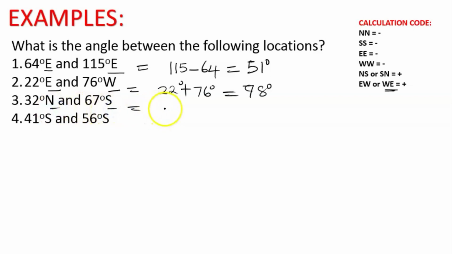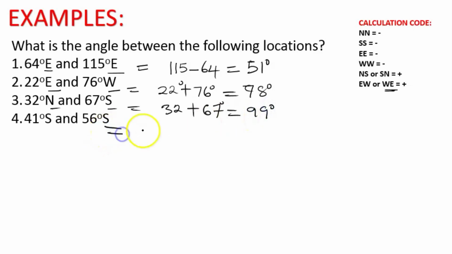All right, so in this case also, this is north and south. So north and south is going to give us another one. So we are adding because they are not the same. So we are having 32 added to 67 degrees. All right, so that's also 99. It's going to give us 99 degrees.